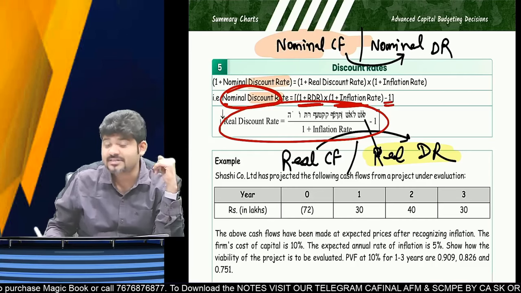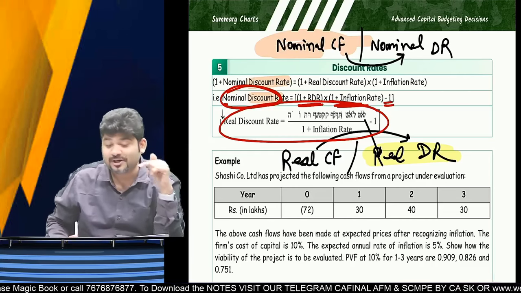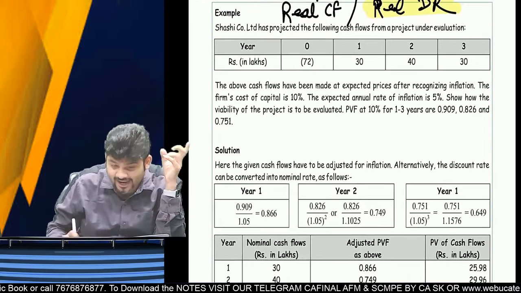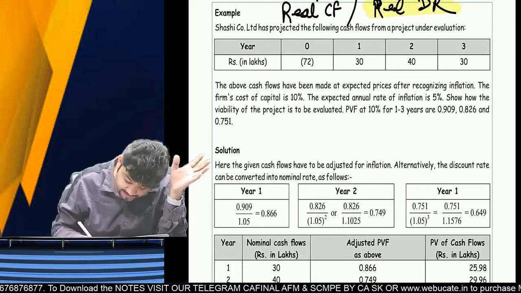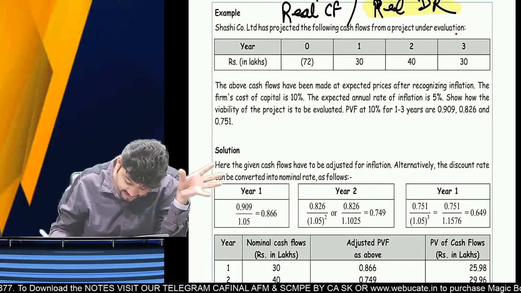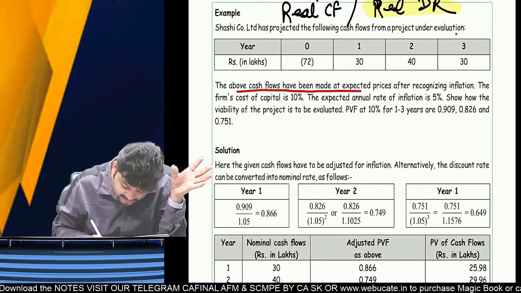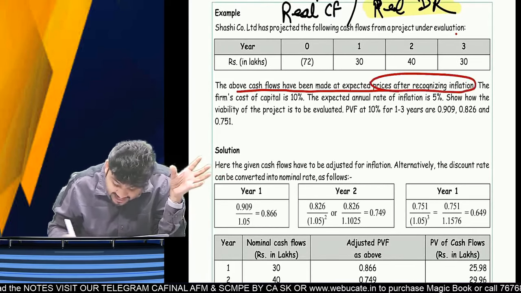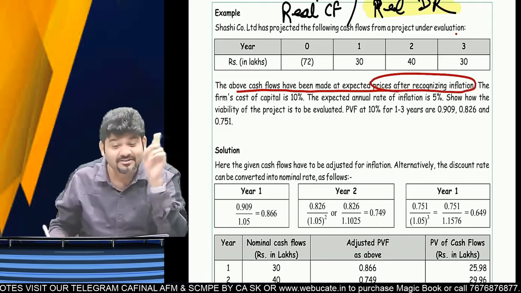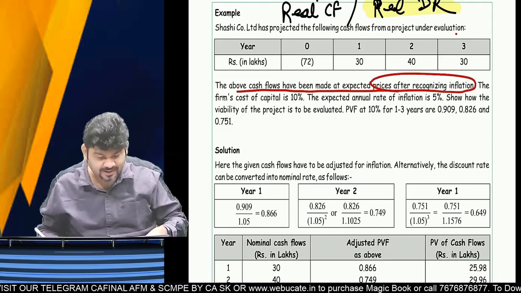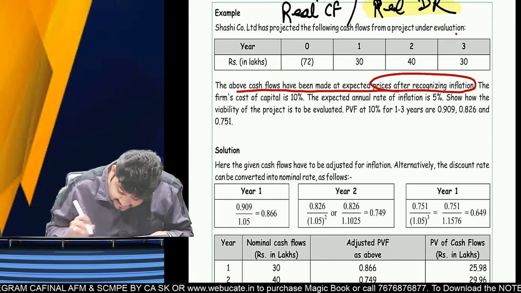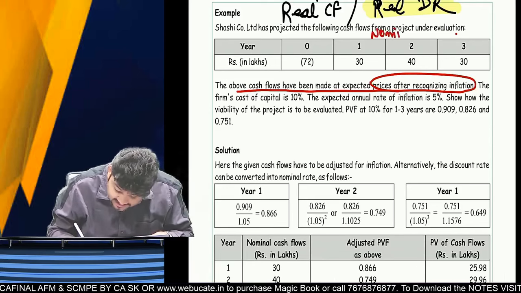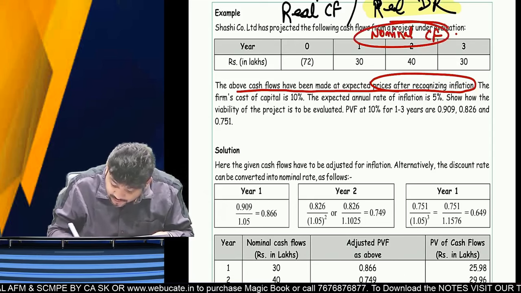Now, obviously, why did you teach this? Because this is going to come in the examination. And here is the example right in front of you. So here we have projected cash flows from a project under evaluation. The cash flows have been made at expected prices after recognizing inflation. Everybody has to tell me what is this? Sir, this is nominal cash flows.